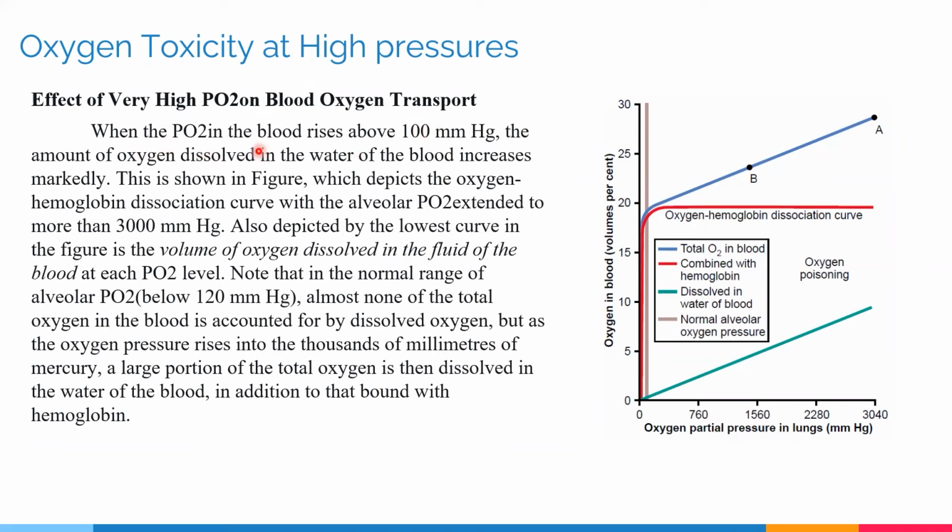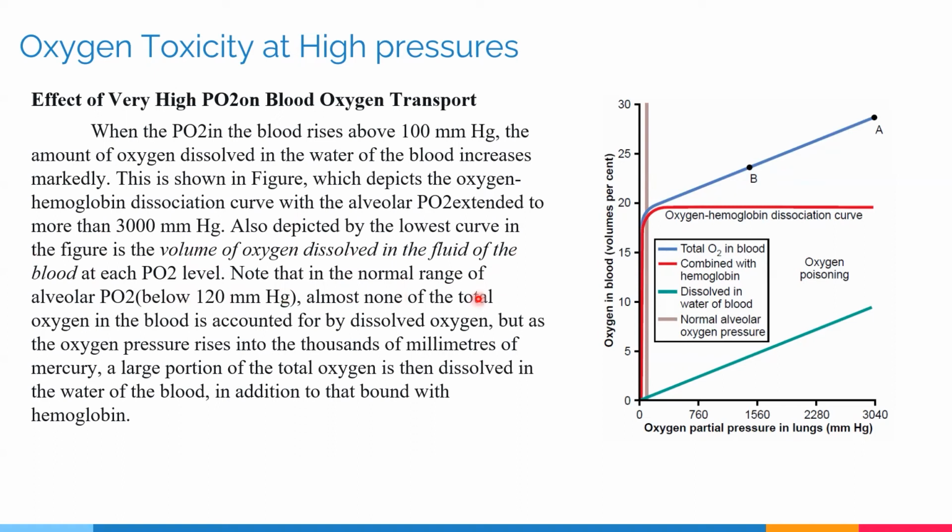When PO2 in the blood rises above 100 millimeters of mercury, the amount of oxygen dissolved in the water of the blood increases markedly. This is shown in the figure right here, which depicts the oxygen hemoglobin dissociation curve with the alveolar PO2 extended to more than 3000 millimeters of mercury. Also depicted by the lowest curve in the figure is the volume of oxygen dissolved in the fluid of the blood at each PO2 level.